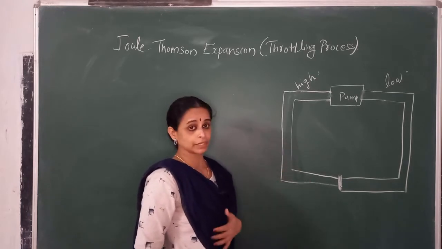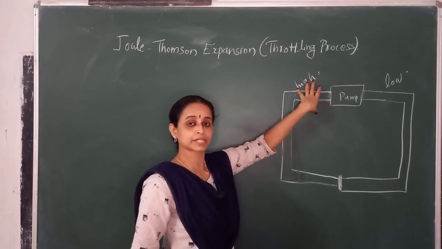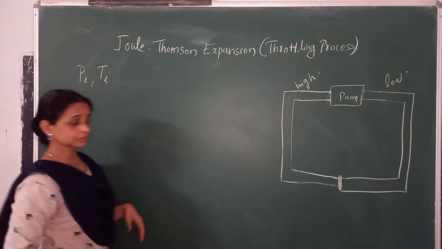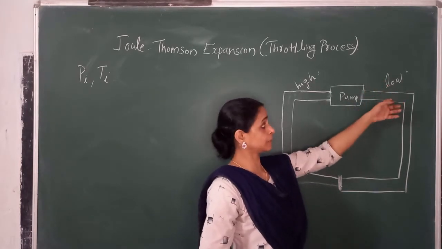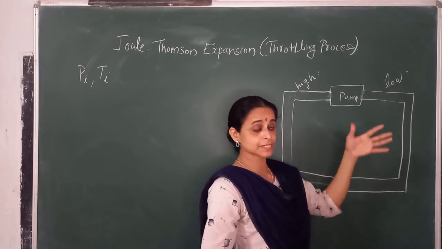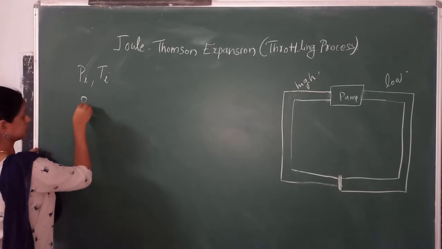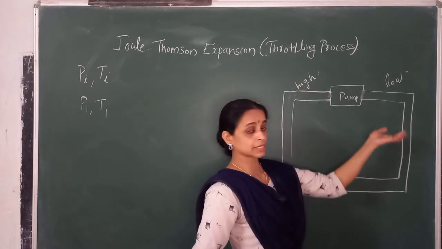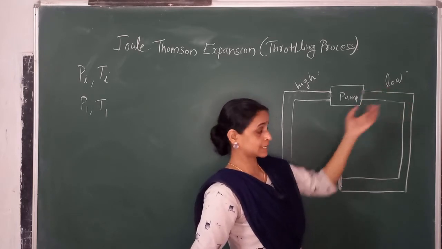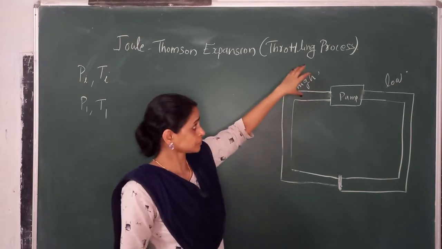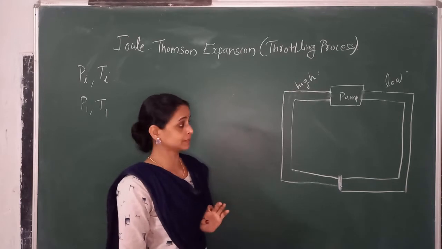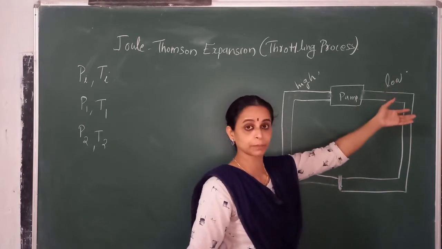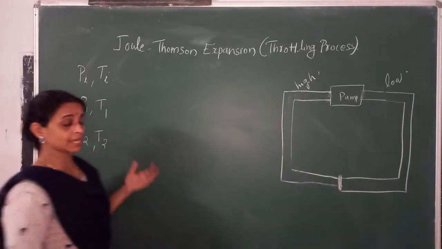What we are doing here is, at first, maintaining the high pressure side at some pressure Pi and temperature Ti. On the low pressure side we have some Pf, that means some P1, T1. From the high pressure side to the low pressure side, you will get a low pressure gas at a new temperature. Again, the high pressure side we maintain at Pi, Ti. We can do the process for different values of the low pressure, P1, P2, P3, etc. So any gas we can cool like this.